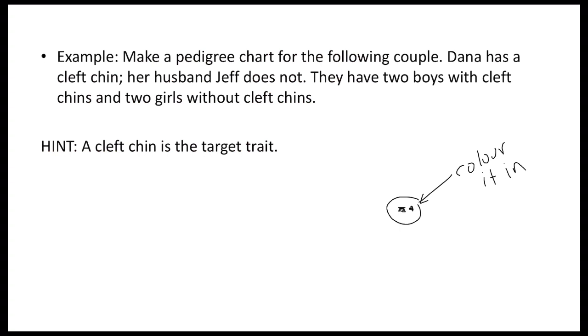Oh, and to give you a bit of background, a cleft chin basically means that you have, in the center of your chin, a vertical indentation in the middle portion of it. So again, pause here, try it out.